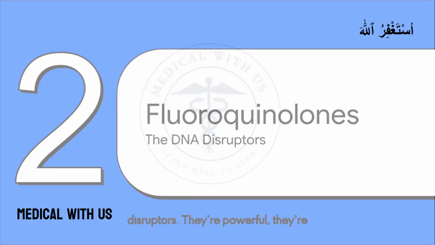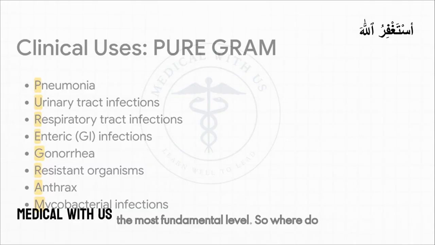Okay, let's talk about our first weapon system, the fluoroquinolones. These are our DNA disruptors. They're powerful, they're broad spectrum, and they are bactericidal. These guys don't just stop production, they go in and actively take apart the enemy's ability to replicate at the most fundamental level.